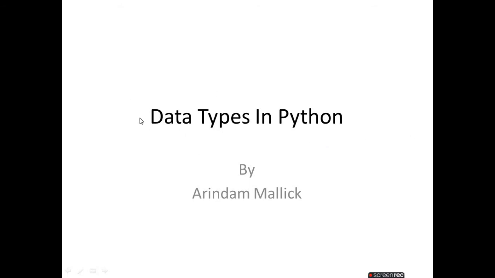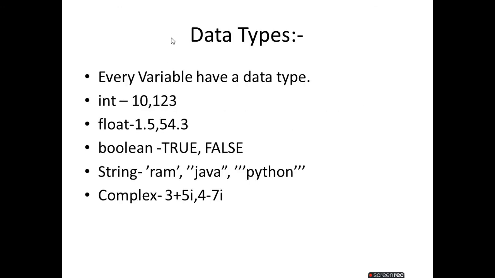So our today's topic is data types in Python. We are basically discussing today the data types of the Python programming language. We know that every variable has some data type, meaning every variable is associated with some data type, which tells which type of data it is.